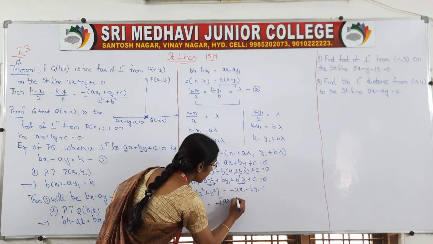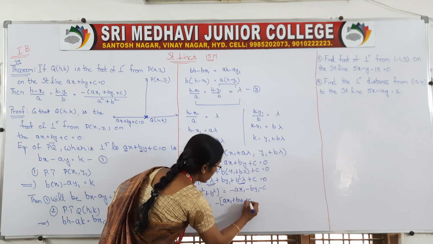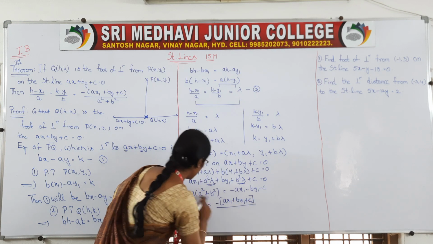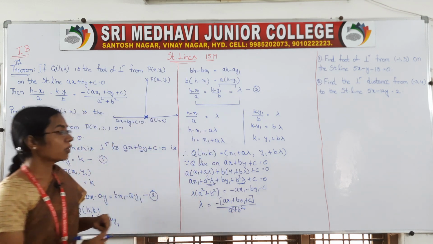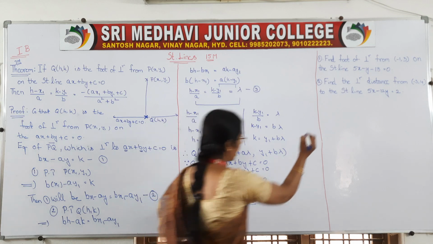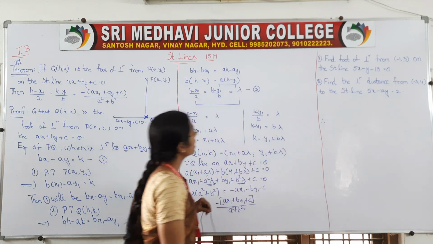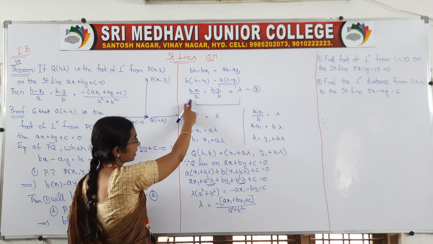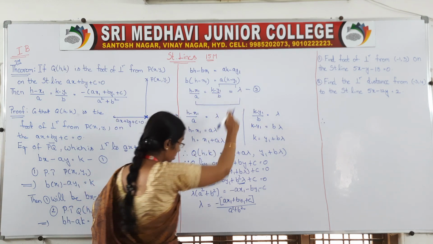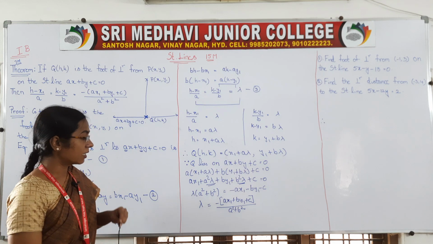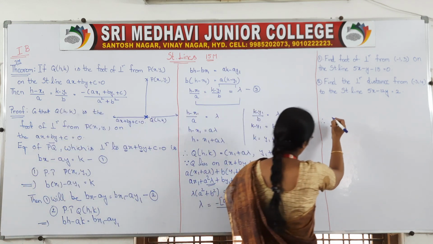So, it is (ax1 + by1 + c) by (a square plus b square). Okay, so therefore, at the end, by your equation 3, (h minus x1) by a is equal to (k minus y1) by b is equal to lambda, we got the lambda value, substitute.